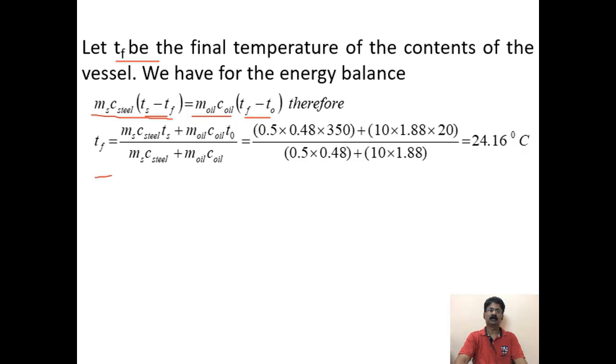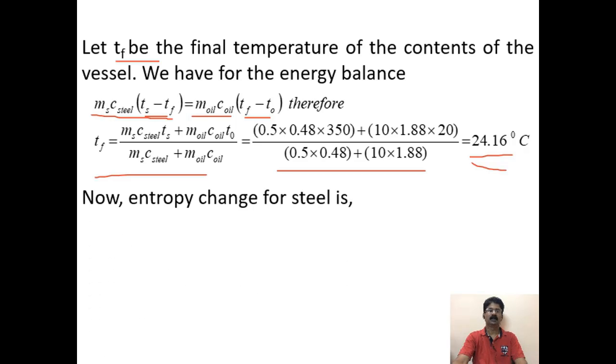And Tf, you have the formula Ms C steel Ts plus M oil C oil T0 divided by Ms C steel plus M oil C oil. So nothing is cancelling here. You have to substitute for everything and you will get the equilibrium temperature as 24.16 degrees Celsius. Now entropy change for steel. See, once you find out the equilibrium temperature, especially in mixing problems, first you have to find out the equilibrium temperature using the same method that we did now. Then you have to find out the entropy change.